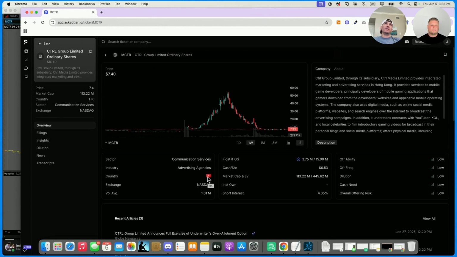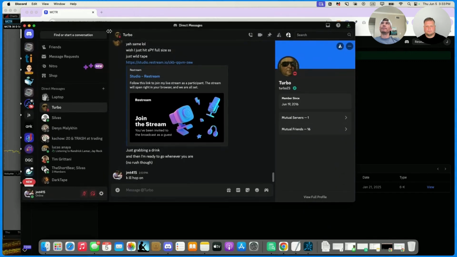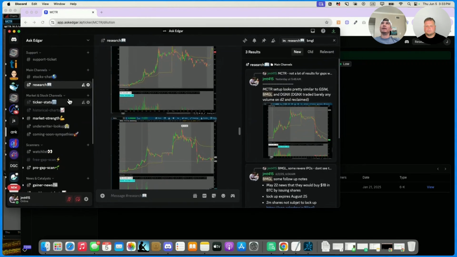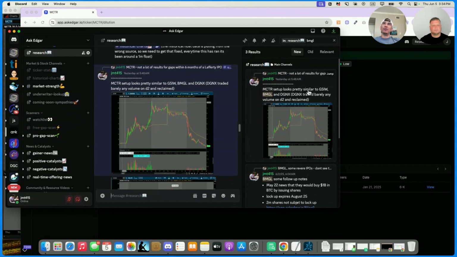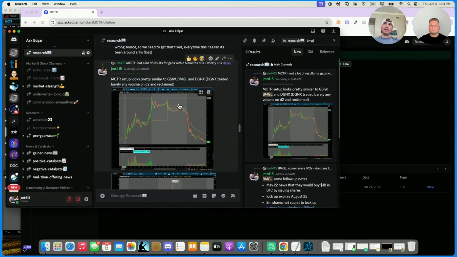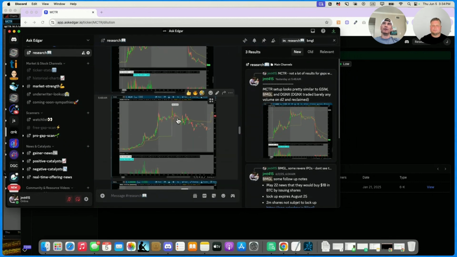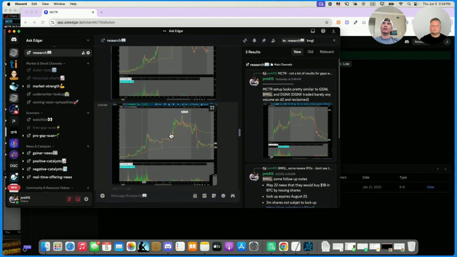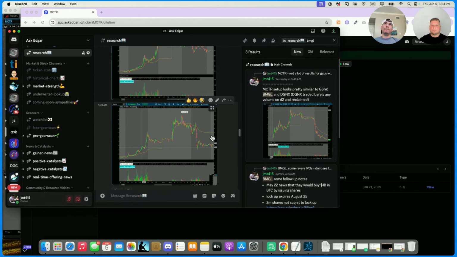So in this case, I just go and look and see what other stocks these underwriters have been involved in. We actually have a bot for that, our underwriter lookup bot. Where is it? Here. I pulled up some charts here. So MCTR. I could see that it was very similar to GSIW, this move, same underwriter. I can't remember how long after the IPO the move was, but that was kind of similar. DGNX was another one. And then BMGL also had the same kind of move here, you see. So I'm basically just looking for similar examples in this case.